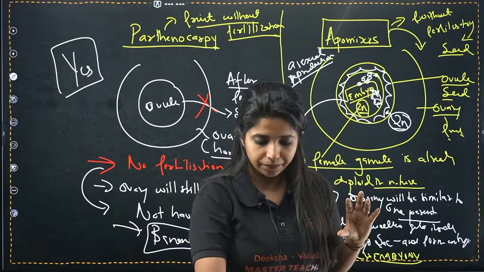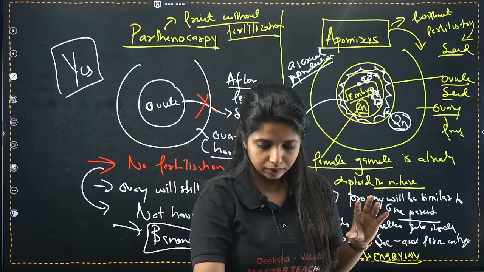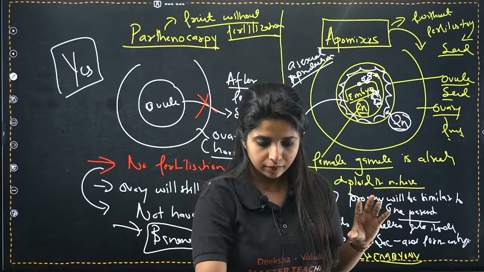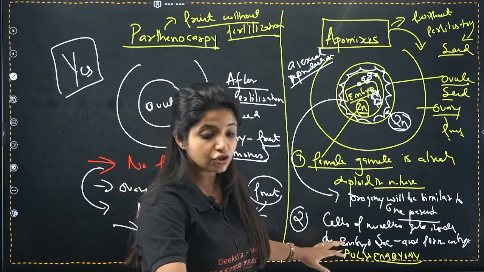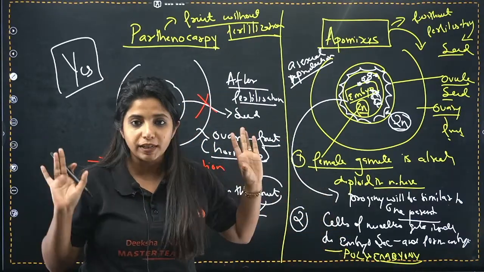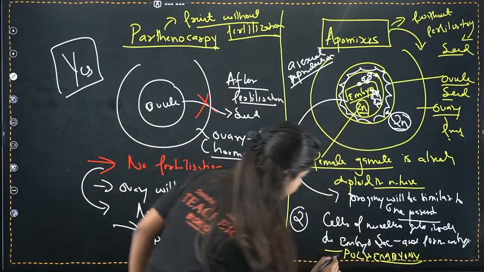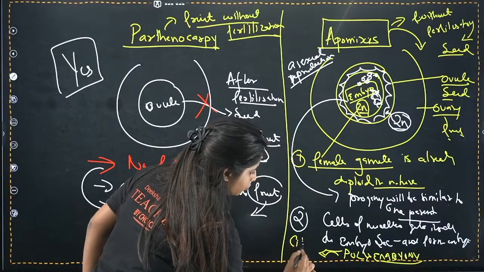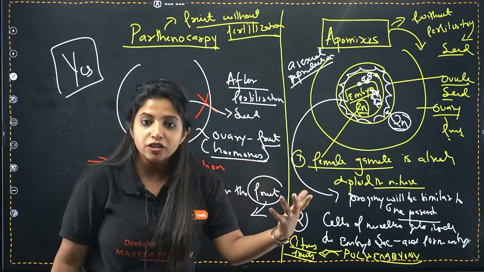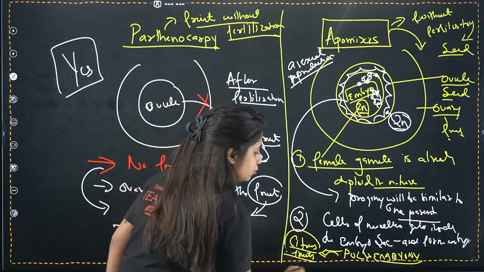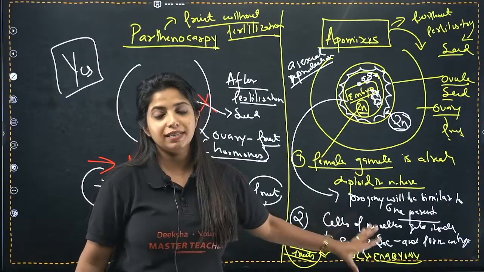Please remember that. Polyembryony is mostly seen in the case of citrus fruits. What are citrus fruits? For example, I talk about orange, and other fruits. They are the citrus fruits out there. Orange, mango, they all come under citrus fruits, and polyembryony is seen there.